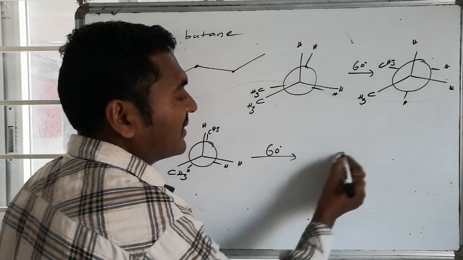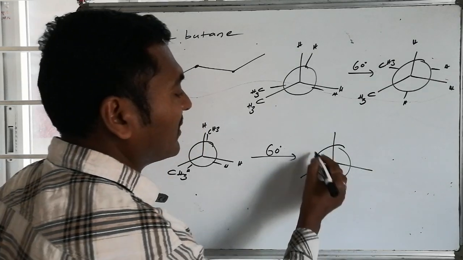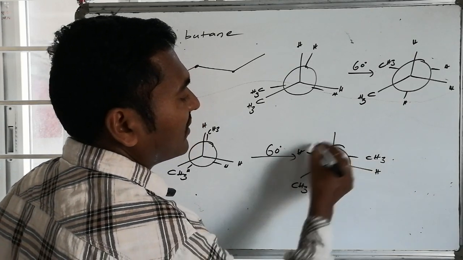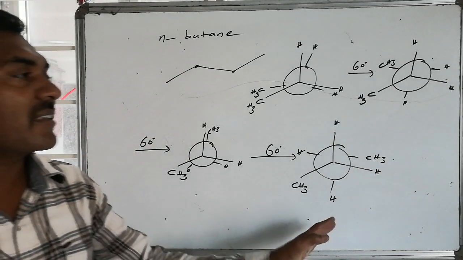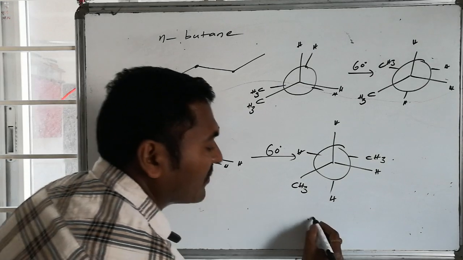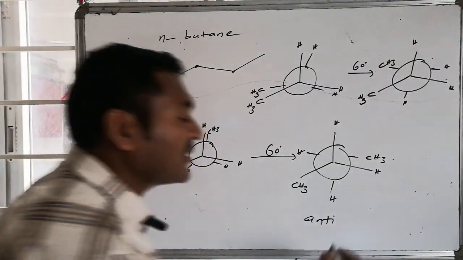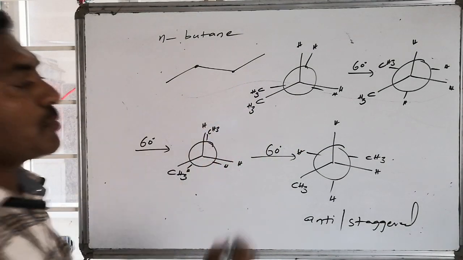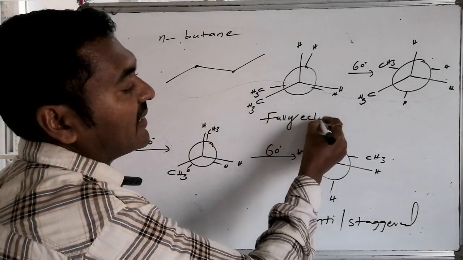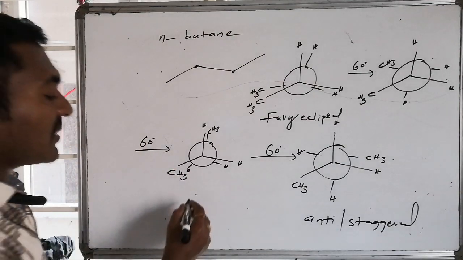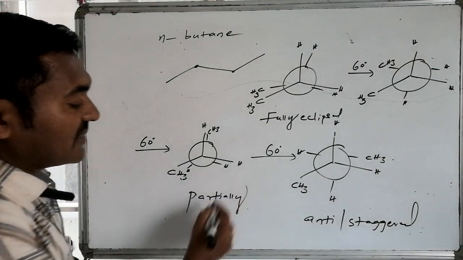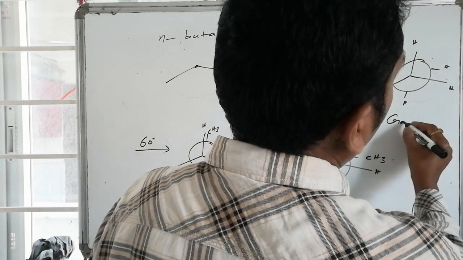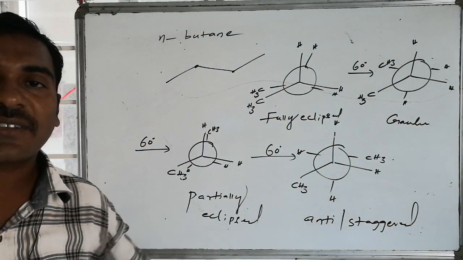If I rotate by another 60 degrees, this methyl and this methyl are present at maximum distance from one another. This is the methyl of the front, this is the methyl of the back, and these others are hydrogens. So this conformer is anti. This anti is also known as the staggered conformation. Whereas these are eclipsed, and this is said to be the fully eclipsed conformation. This one is known as the partially eclipsed conformation. This is the gauche conformation, the regular gauche conformation. This is anti, which is also known as the staggered conformation.